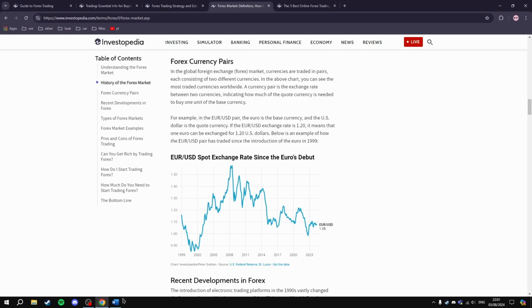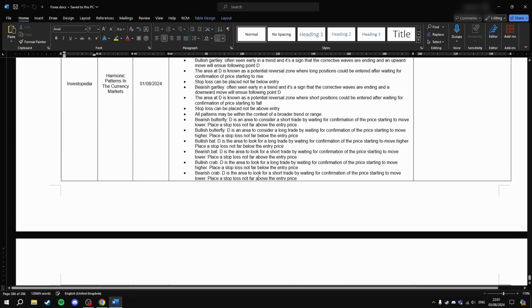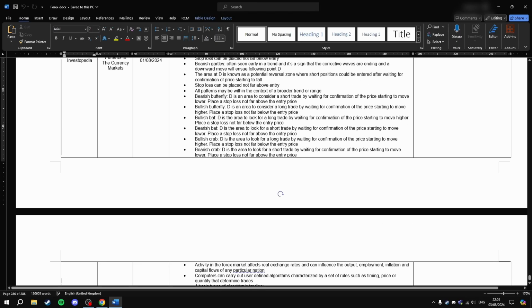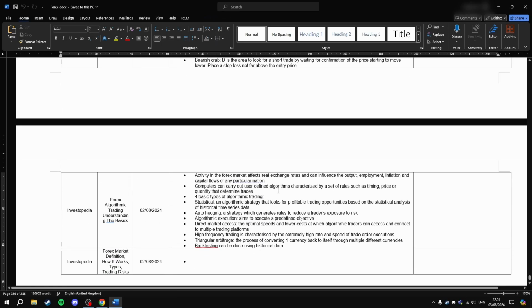So in the last episode we went through Forex algorithmic trading, understanding the basics. Activity in the Forex market affects real exchange rates and can influence the output, employment, inflation and capital flows of any particular nation. Computers can carry out user-defined algorithms characterized by a set of rules such as timing, price or quantity that determine trades.